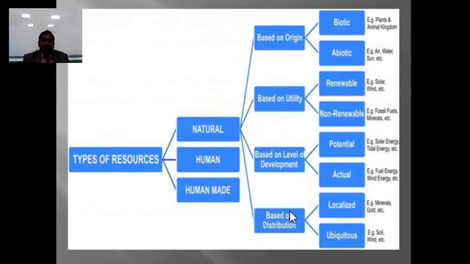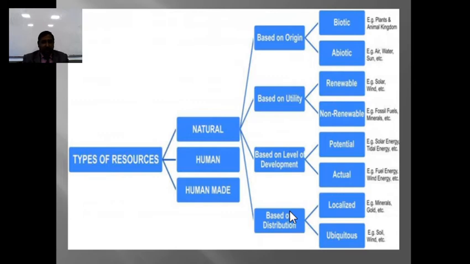Similarly, based on the level of development, you have potential and actual resources. Potential resources are those whose entire quantity may not be known, and these are not being used at present. These resources could be used in the future. The level of technology we have at present may not be advanced enough to easily utilize these resources, but in future it can be used, like solar energy, tidal energy, geothermal energy, and many others.